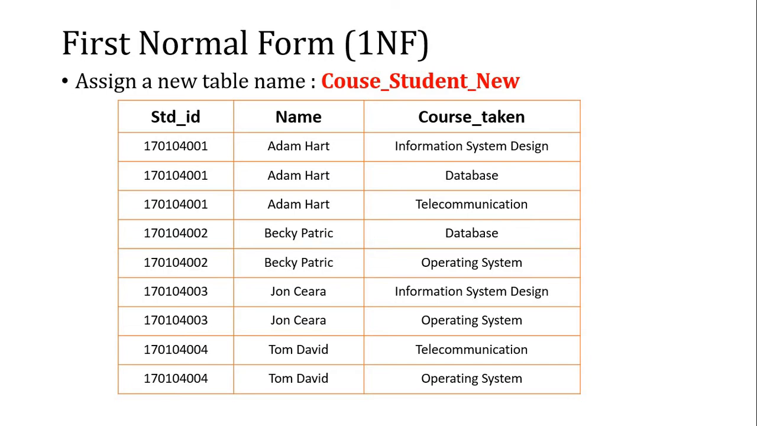And we also check the next rules: all the data are from the same domain, so it is maintaining the rule. All the column names are unique, that is also maintaining the rule. And the final thing is the data can be inserted in any fashion, so it is also maintaining the rule. So there are 4 rules, and all the rules are maintained by this table. So we can say that this table, the new course student table, is in first normal form.